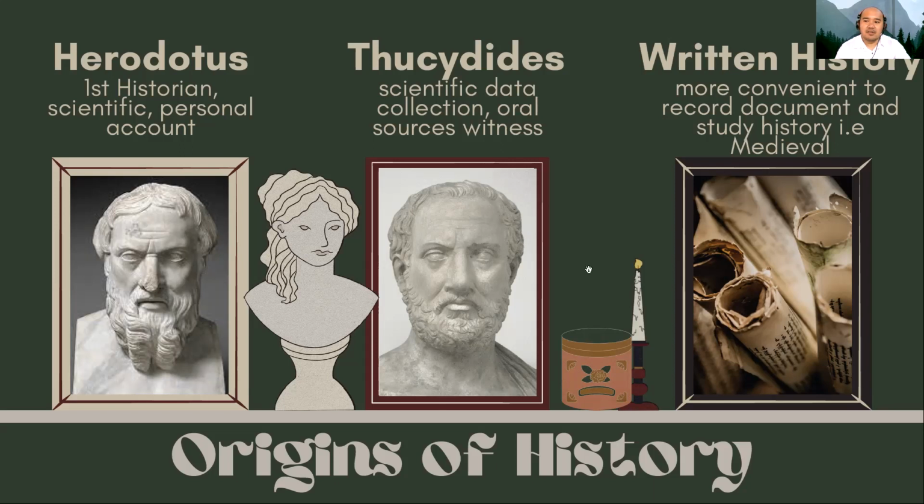And of course, after that, when written history became available, it became more convenient to record, document, and study history, because people became more literate and had access to writing their thoughts and events. So it's easier to study history because you have a written record as reference. During the time of Herodotus and Thucydides, it was difficult to study history because there were no libraries.